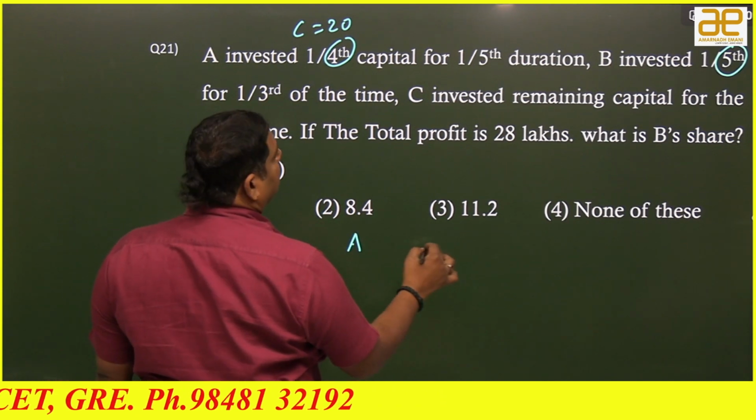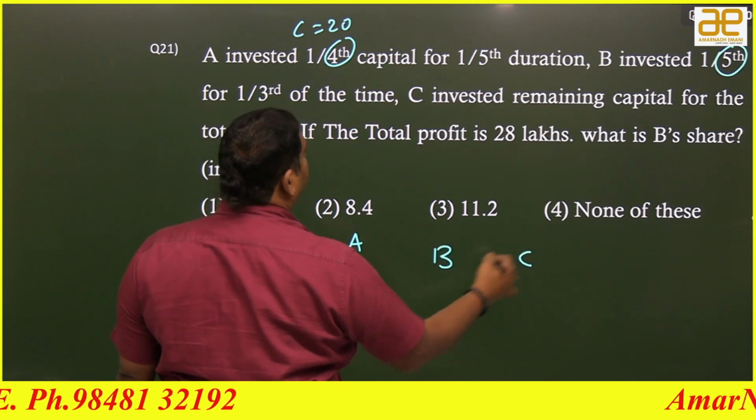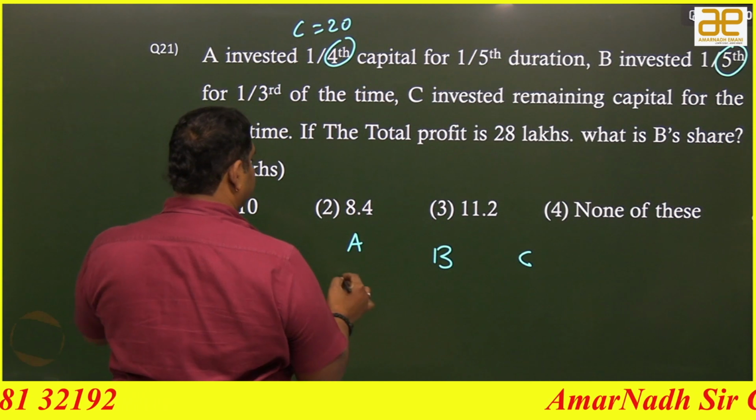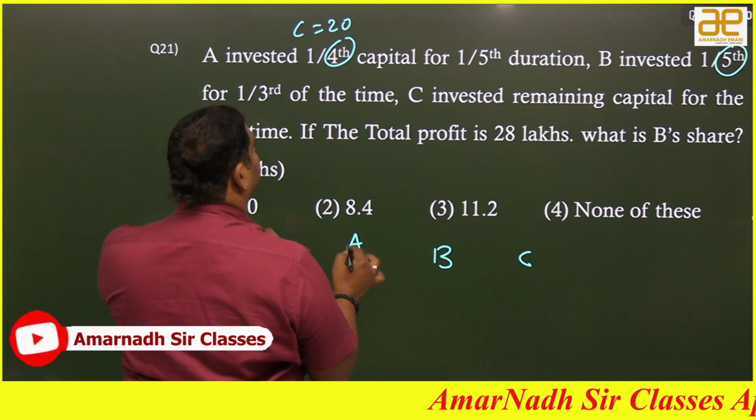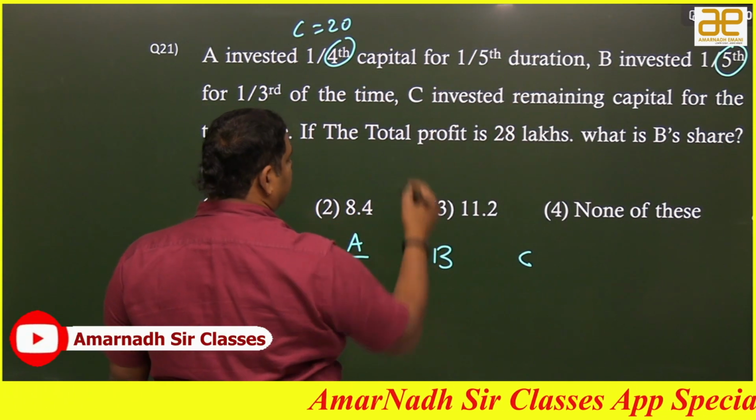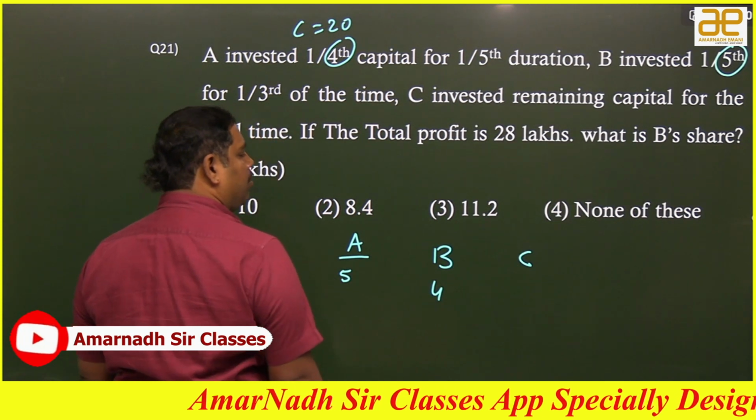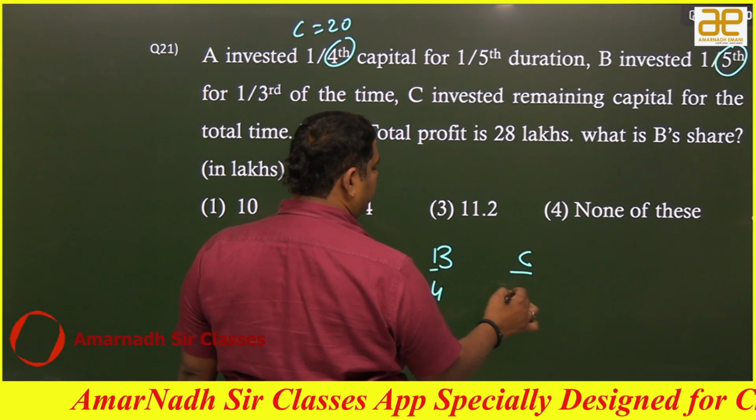So, there are 3 characters A, B and C. 1/4 of 20 means 5 rupees A invested. 1/5 of 20 means 4 rupees B invested. Means C invested the remaining 11 rupees.